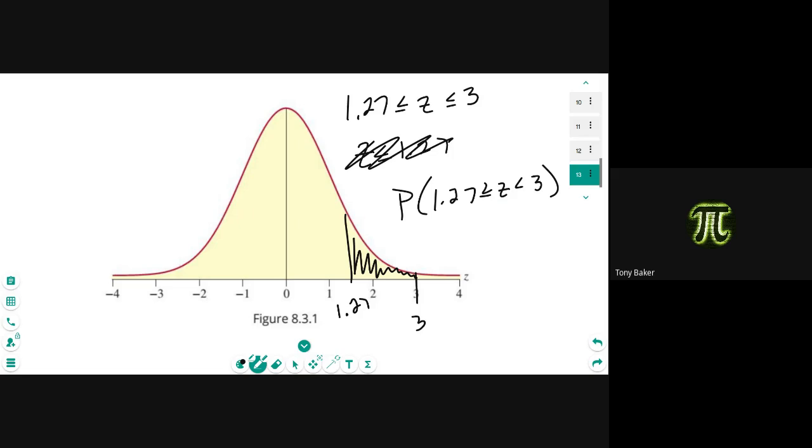So depending on how they write it and depending on how they show it, they might not show you the graph and say, find me this area. They might show it to you and say, find me the probability of between those two Z's. It means the exact same concept, exact same thing we were doing.